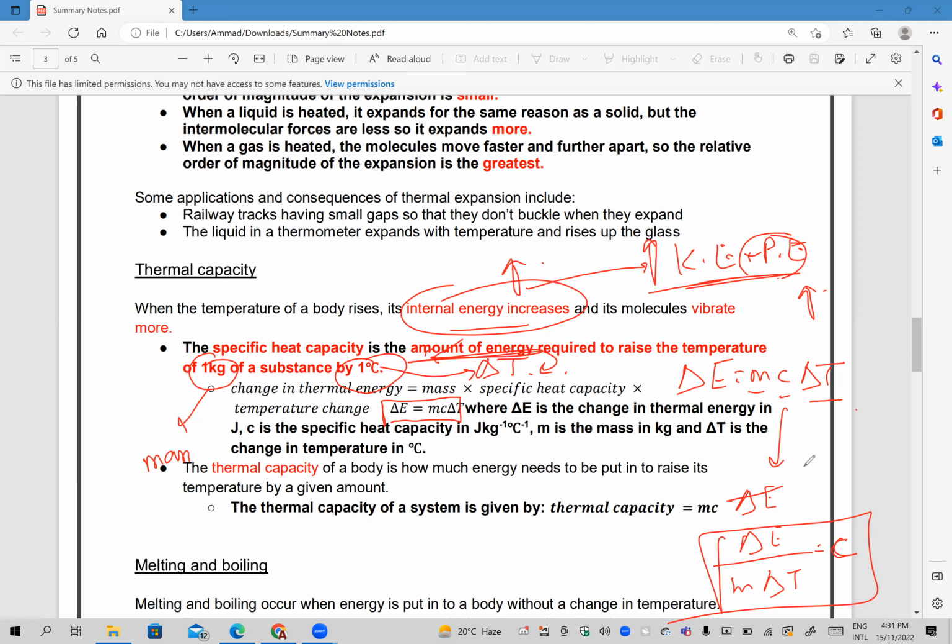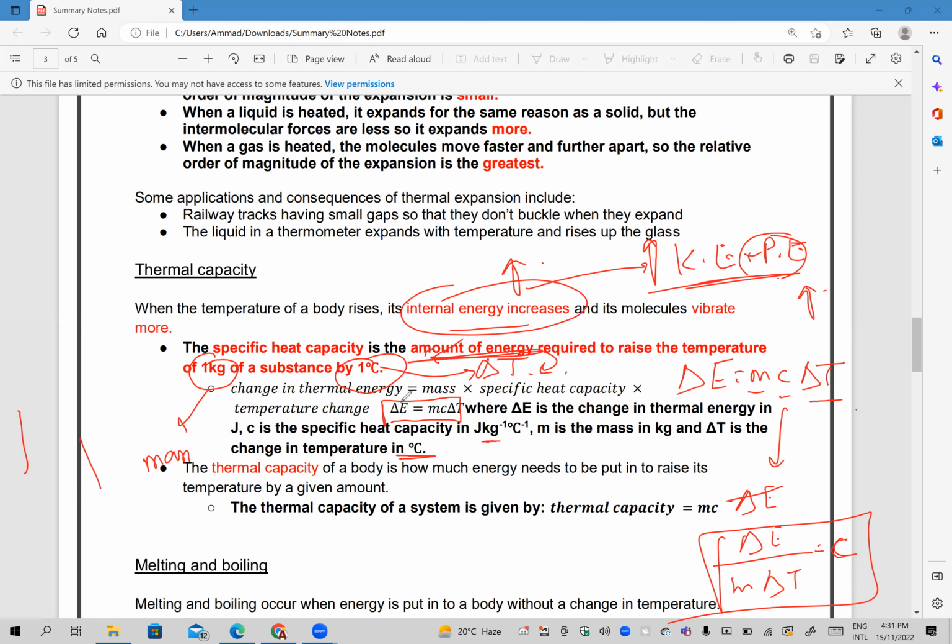So you need to remember that for specific heat capacity, temperature is in degrees Celsius, mass is in kgs. ठीक है, ये आपके units पता होने चाहिए. Mass is always in kgs and temperature is always in degrees Celsius. Okay, I think that's pretty much it.